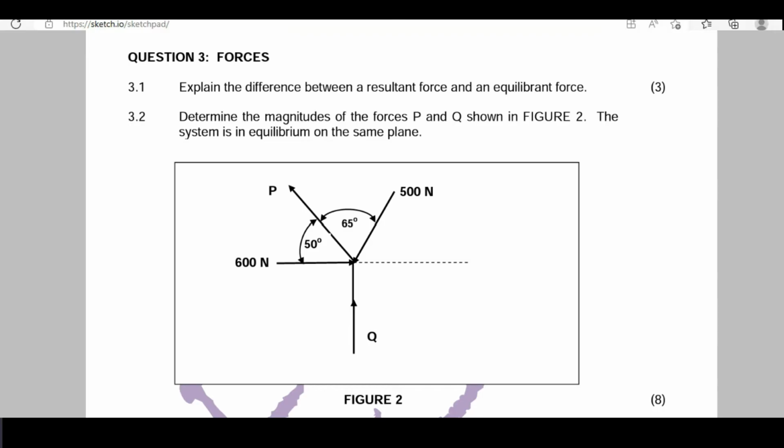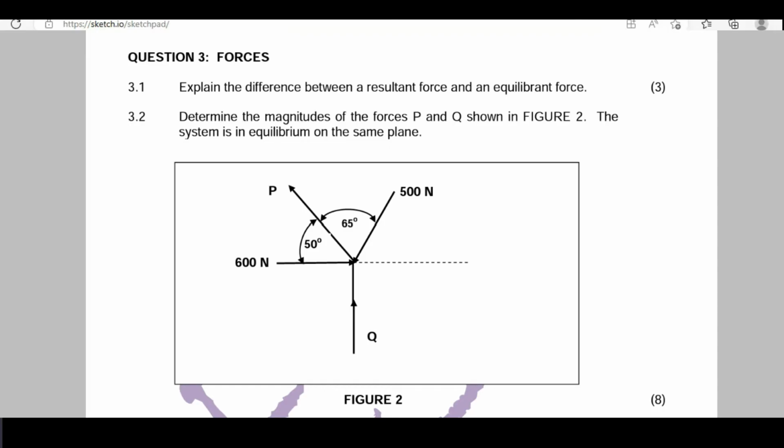We move to 3.2. They say determine the magnitude of the forces P and Q shown in figure 2. The system is in equilibrium on the same plane. The meaning of that statement is that the sum of the forces going to the right is equal to the sum of the forces going to the left, and the sum of the forces going up is equal to the sum of the forces going down.